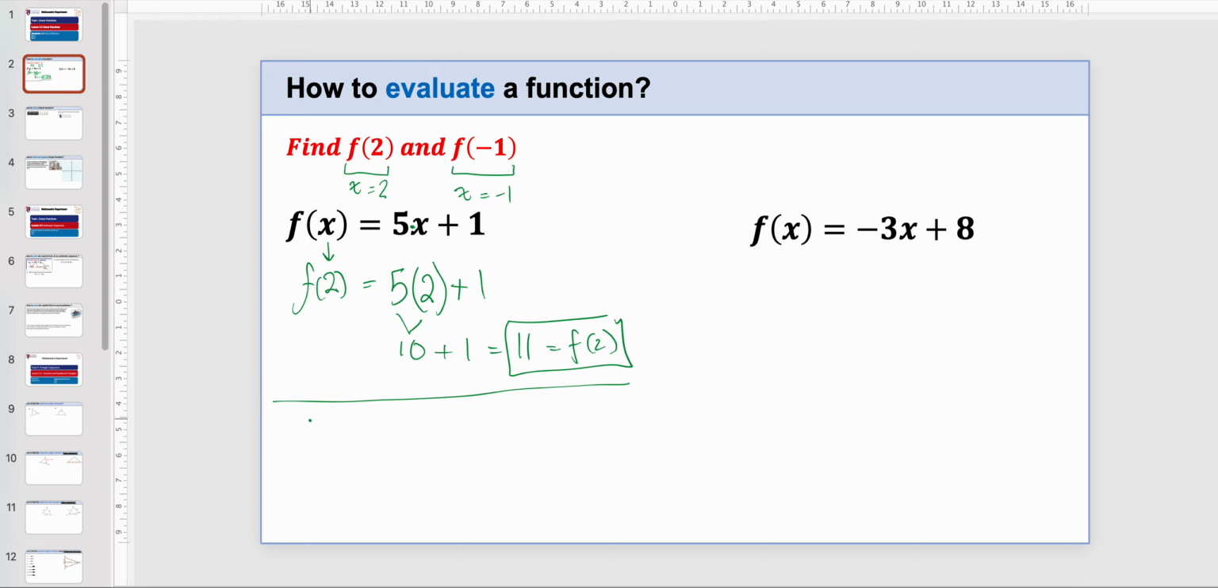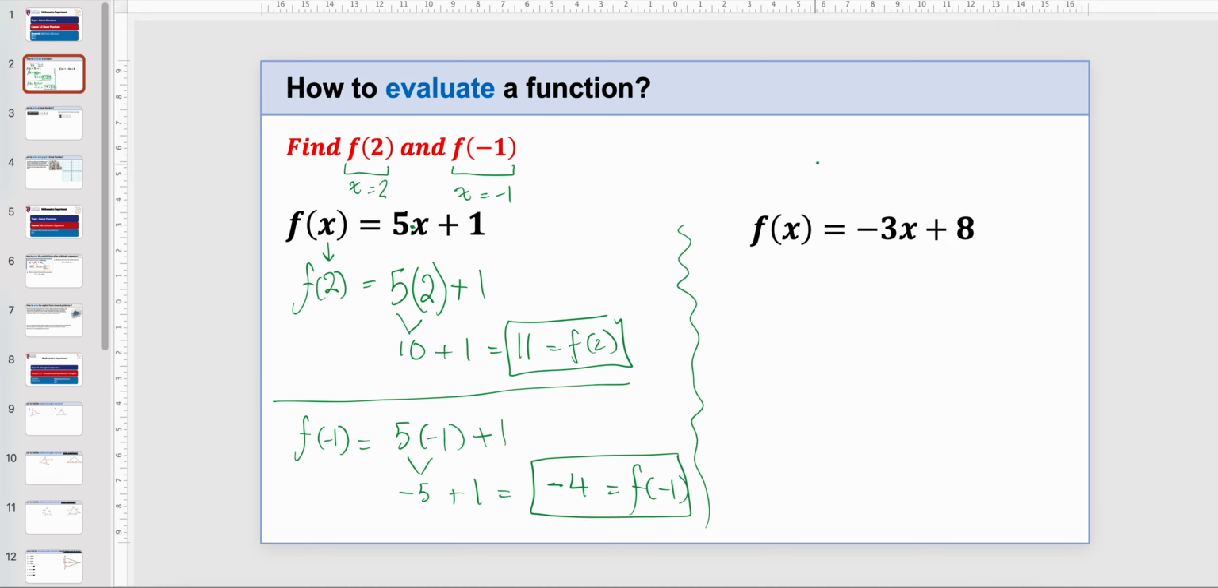Now let's do the other idea. The other one, it's basically f of negative 1. Instead of x, we write it as negative 1, plus 1. 5 times negative 1 is negative 5 plus 1. It's going to be negative 4, and that's the value of f of negative 1 for this function.